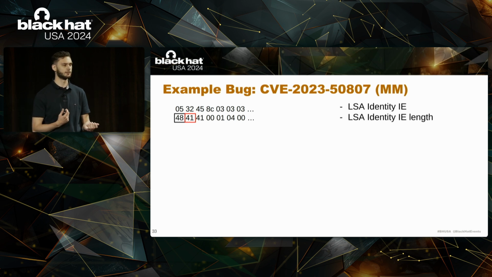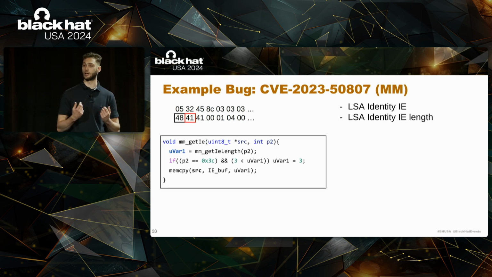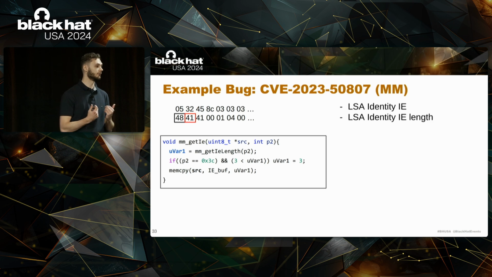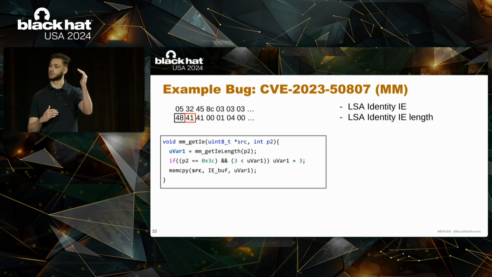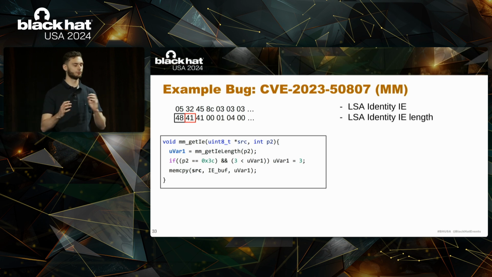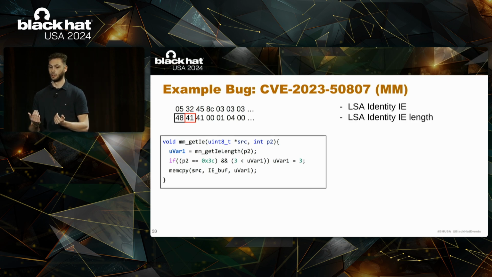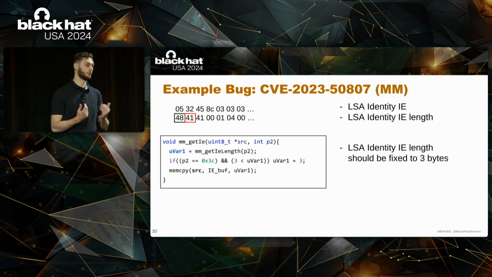Okay, so how can this be a problem? For that, we look at the code itself. We first see that the baseband tries to retrieve the information element length. This will return the value hex 41 from our original payload, but we see that there is some sort of check. It checks whether the value is greater than 3, and if it's greater than 3, it will cap the value at 3. So apparently, this information element should be fixed to 3, and this is also what you see when you look through the protocol itself. This value should be fixed at 3.